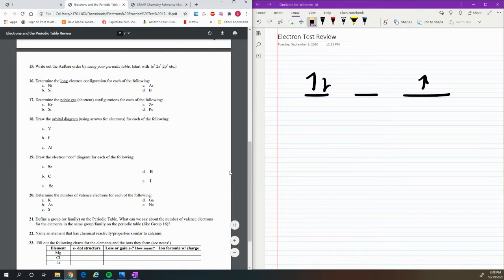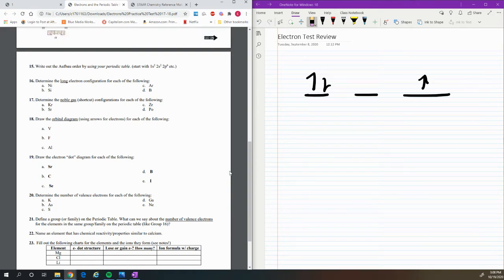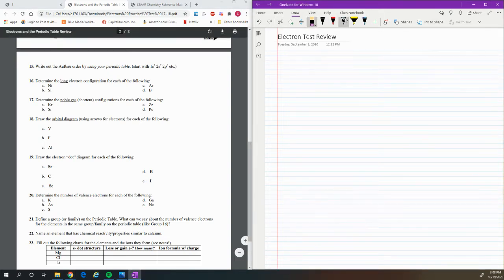All right, so now we're on the last page. Now we're closer to being done. Hopefully this is helping you out for what you'll see on the test. All right, so we're going to go to number 16. Let's do C, argon, Ar. Determine the long electron configuration for each of the following.